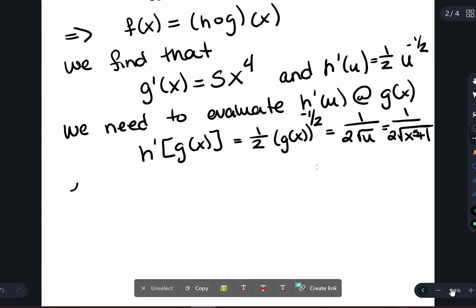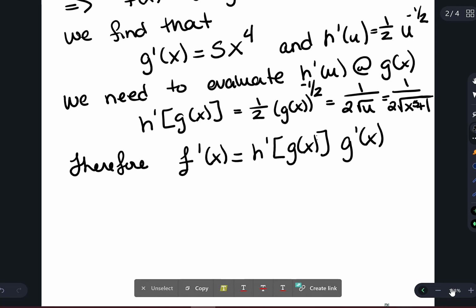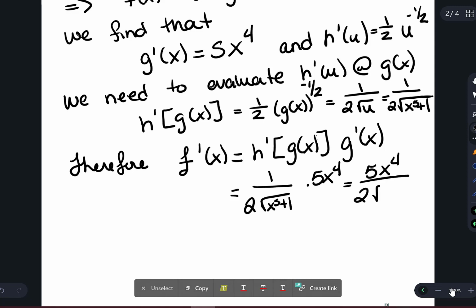So therefore, similar to the previous example, by the chain rule, we know that the derivative of f of x, which is what we're really interested in, is equal to the derivative of h evaluated at g of x times the derivative of g of x. And so this is going to be equal to 1/2 times the square root of x to the 5th plus 1 times 5x to the 4th, which is equal to 5x to the 4th divided by 2 times the square root of x to the 5th plus 1.